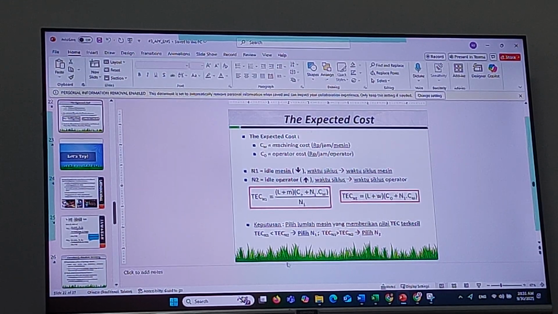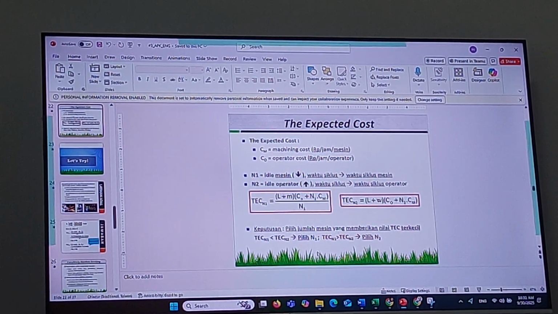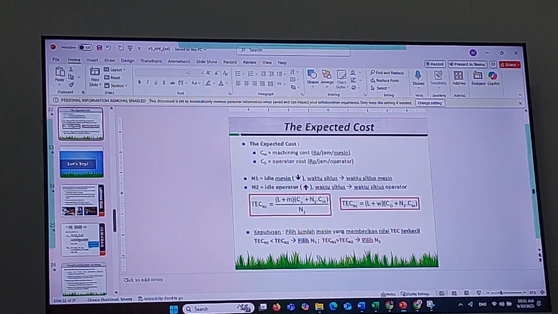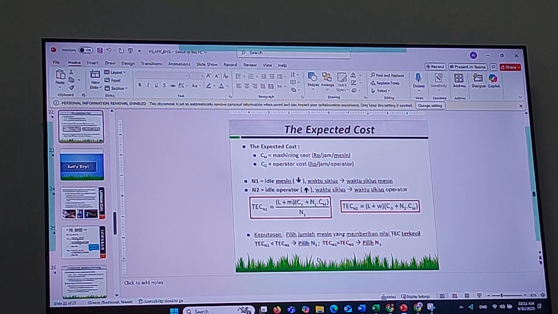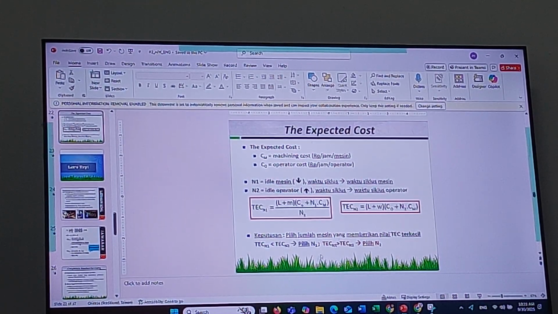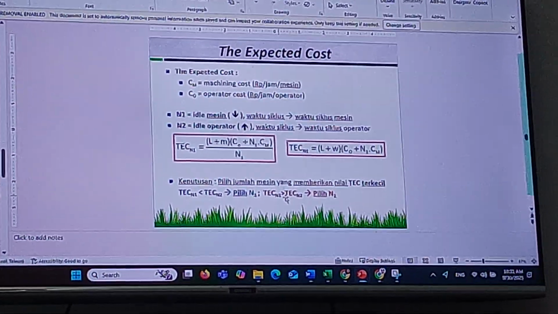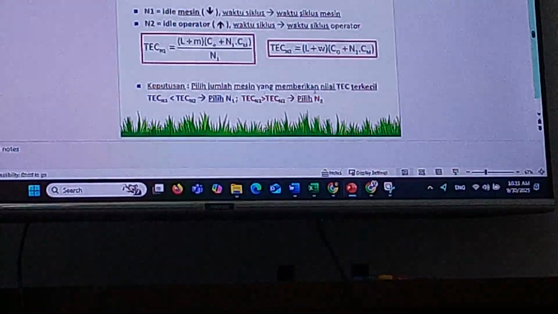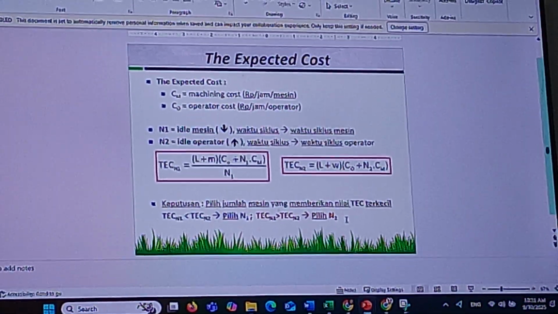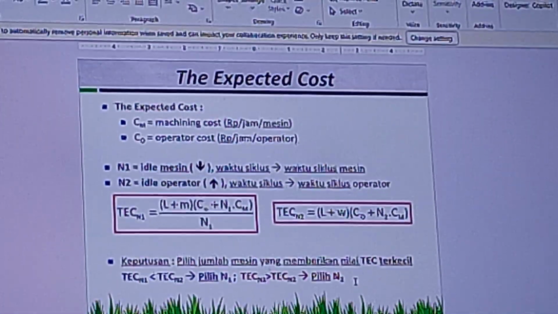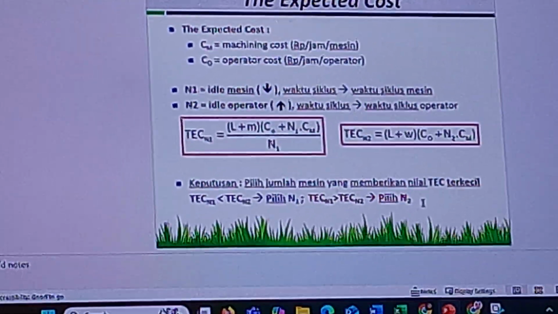Choose the lowest TEC. For example, if the TEC for N1 is lower than the TEC for N2, we decide the N1 decision, so from 3.5 to 3. So we decide to only buy 3 machines, only use 3 machines. And if the expected cost of N2 from the second formula is lower than the TEC for the first formula, we choose the lowest TEC based on the 2 formulas. I think it's simple. Okay?